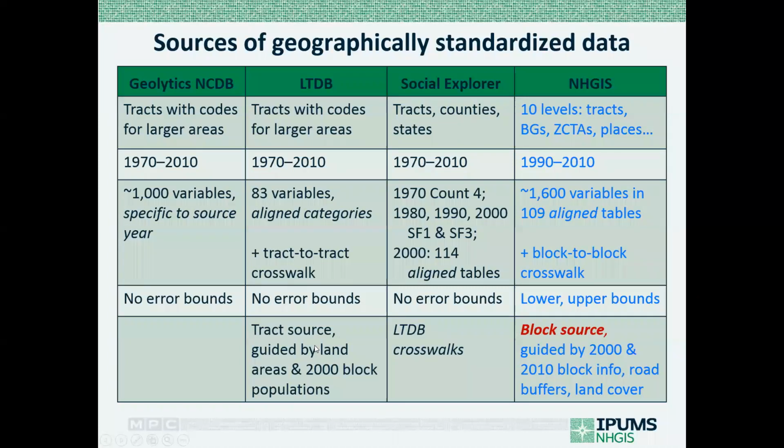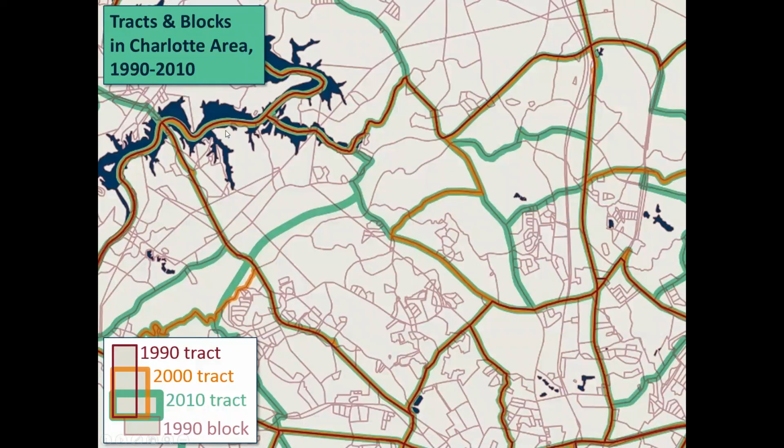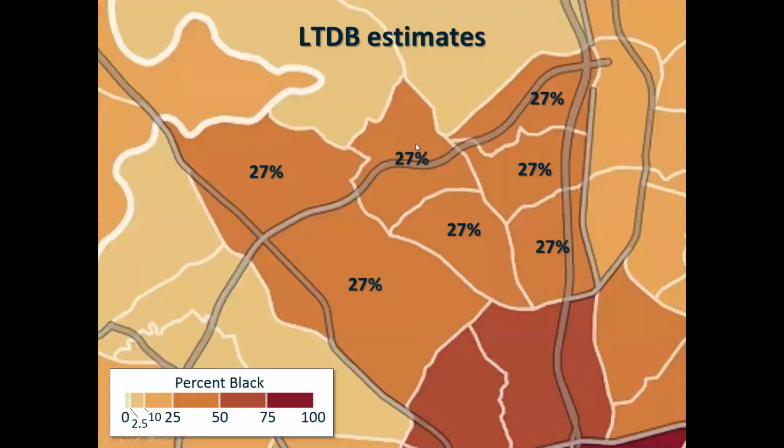And LTDB, in contrast, starts with a tract source. So in that example, they would start with this large 1990 tract instead of these individual blocks. They would use the data from that tract, and they would disaggregate from it in the same proportion for every statistic that they're modeling. So if they estimate that 27% of the total population is in this tract, they also estimate that 27% of the Black population is in that tract. Or if they estimate 5% of the population is in that tract, they will also estimate that 5% of the Black population is in it, which means that every 2010 tract that is split from the same source tract will have the same exact estimate in a percentage Black statistic.